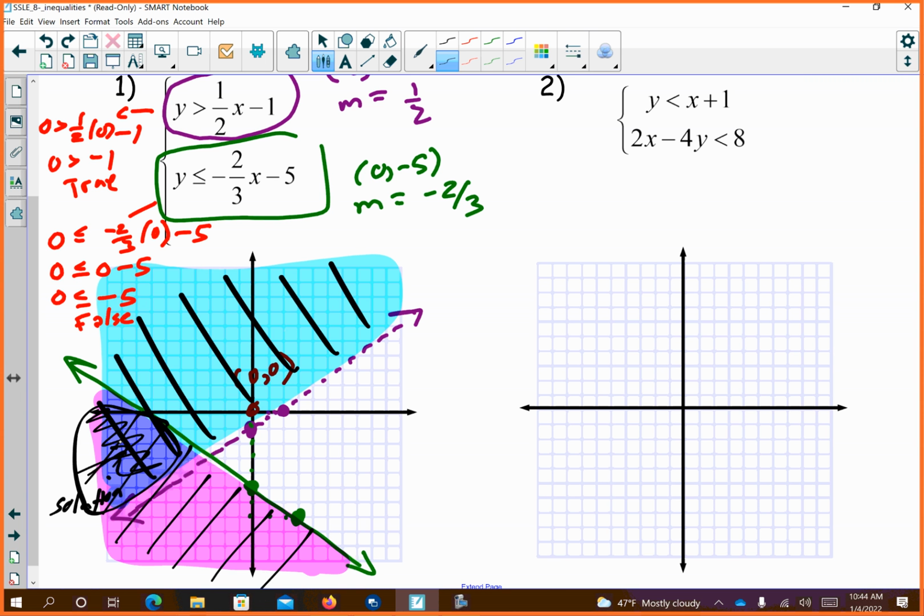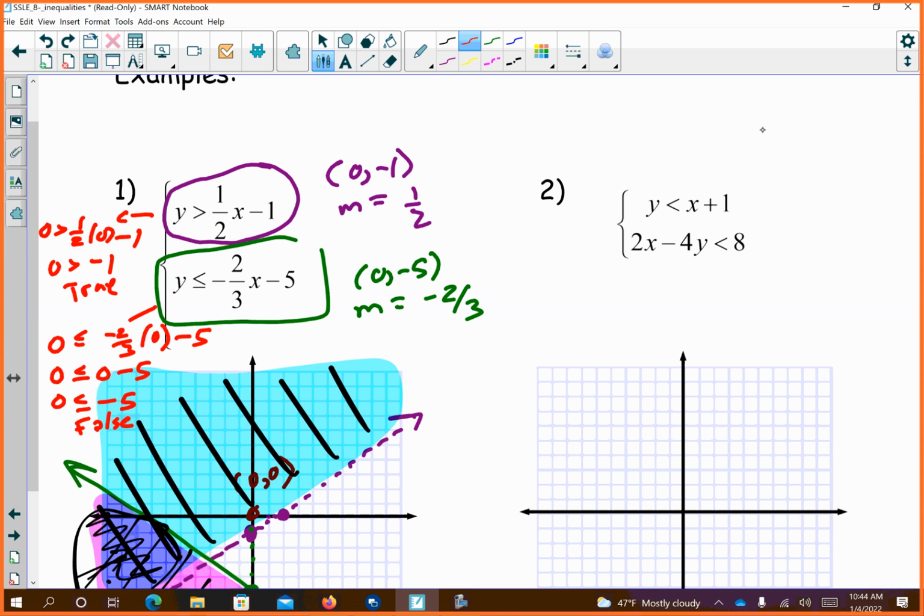Am I still doing okay? Let's try number 2. So number 2, what's my y-intercept? 0, 1. What's my slope? 1 over 1. Agree? Y-intercept is 1. I'm going to go up 1, right 1. Solid or dotted? Dotted.